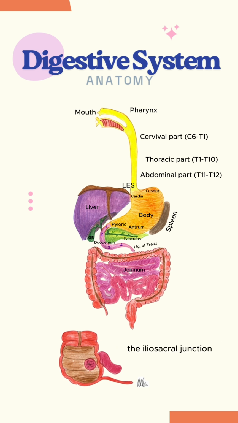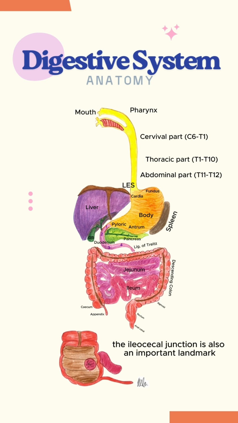The ileocecal junction, also known as the ileocecal valve or valvula Bauhini, is the anatomical transition between the ileum and the cecum. This valve functions as a one-way valve, regulating the flow of intestinal contents and preventing backflow of colonic contents. Clinically, the ileocecal junction is also an important landmark, as the appendix is located nearby.